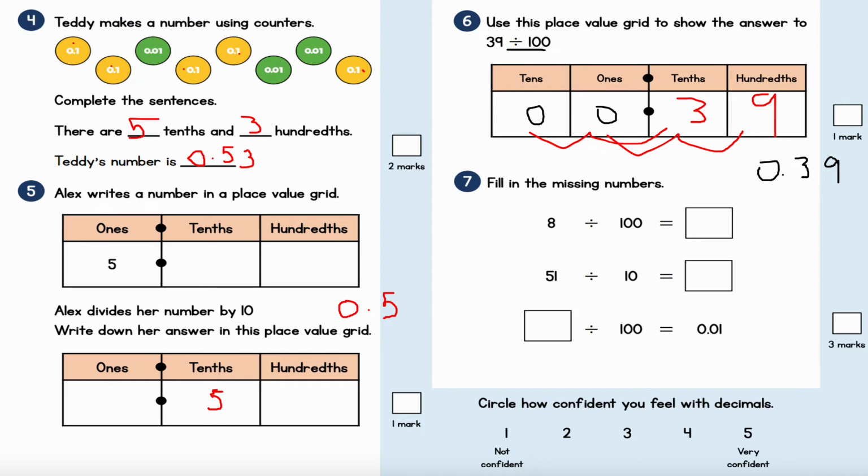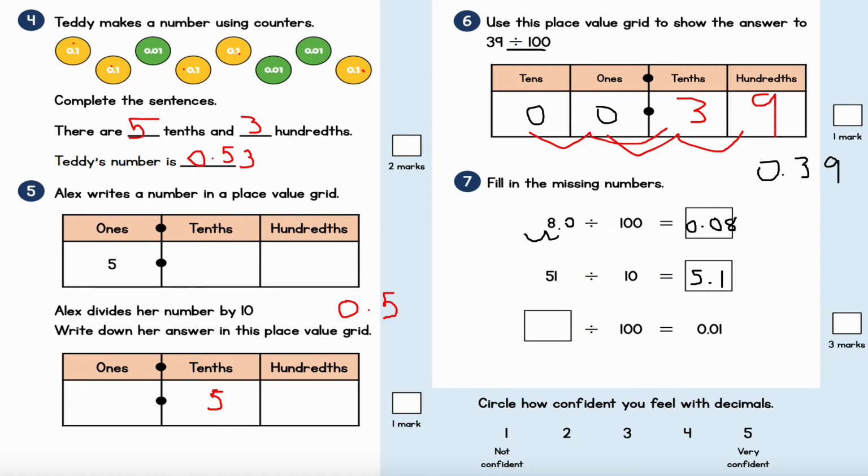Question number 7, fill in the missing numbers. 8 divided by 100. Imagine if it's 8.0. So move it 2 places to the left. Okay, it's 0.08. Okay, 51 divided by 10 is 5.1.